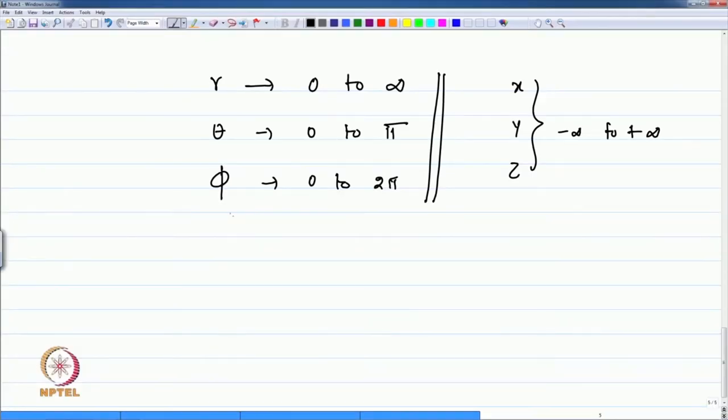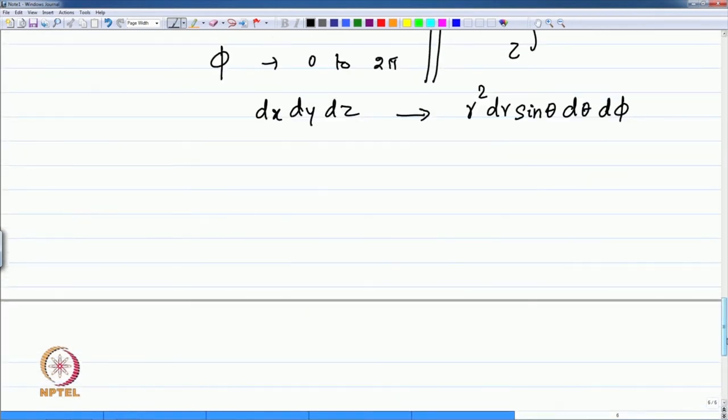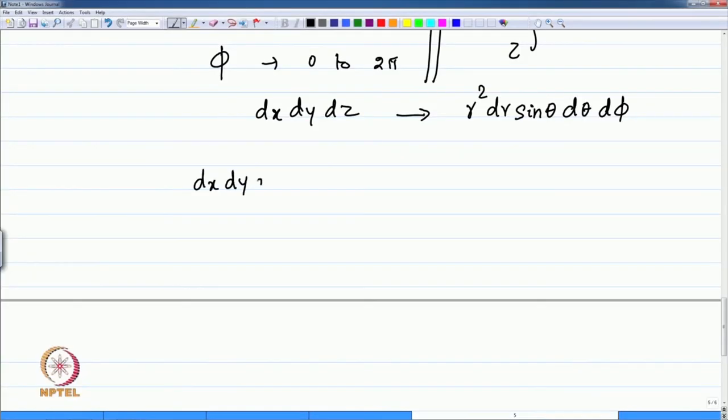Therefore, these are the limits, and dx dy dz, which is a volume element in Cartesian coordinate space, will have to be expressed in terms of the volume element in the spherical polar coordinate system, and that's given by r square dr sine theta d theta d phi. Those of you who are not familiar with this transformation must go back and look at the coordinate transformation and the simple differentials expressed from one coordinate to the other, and the relations are given by what is known as the Jacobian, the magnitude of the Jacobian.